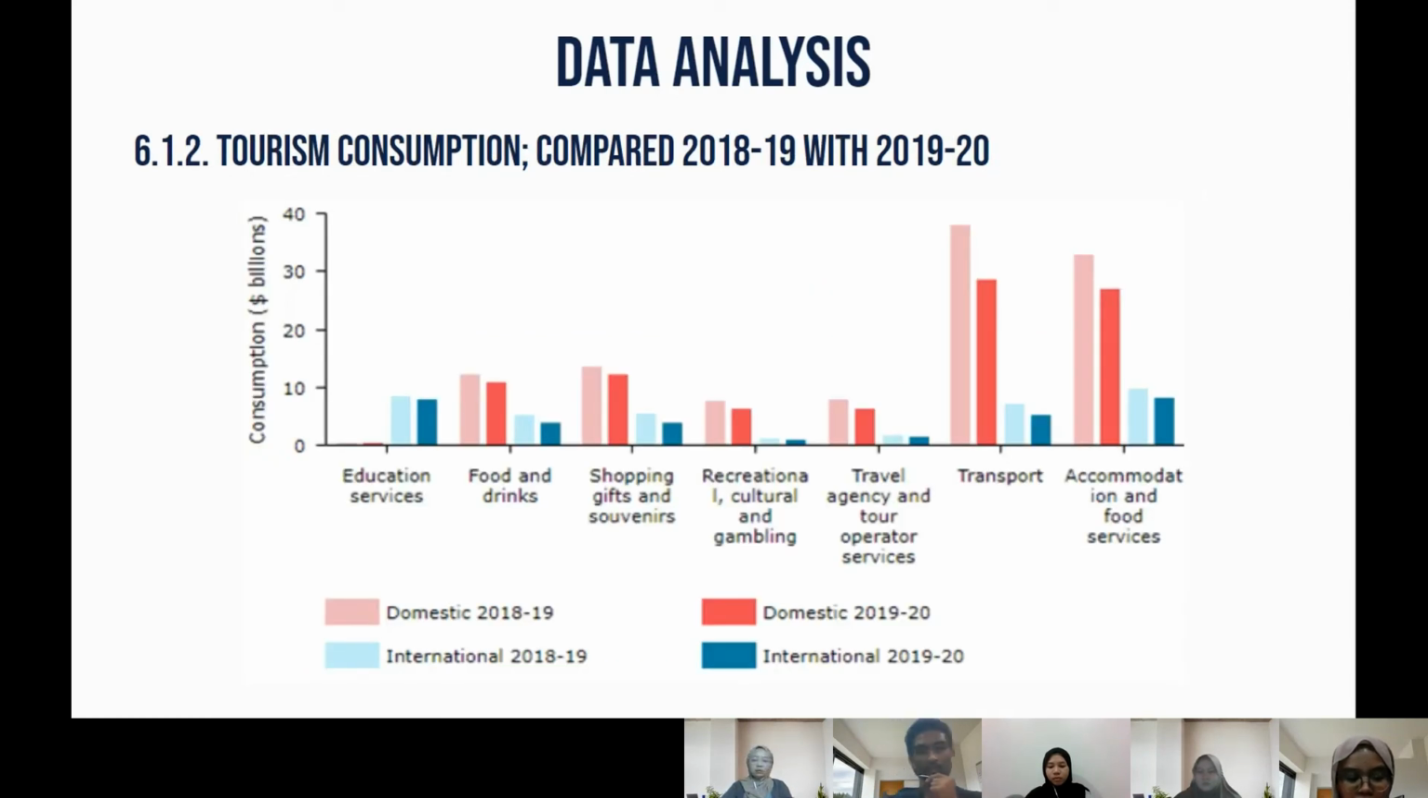Alright, next is tourism consumption, also compared between 2018 and 2019 with 2019 and 2020. Briefly, the most affected product is transportation, which is down by 25%, from 44.8 billion to 33.5 billion. On the second stage, the most affected is travel agency, information and tour operator services, down by 21%, followed by recreational, cultural, and gambling, down by 19.3%, from 8.6 billion to 6.9 billion. But that's not all. Tourism consumption decreased significantly, while education services show a modest decline, because most international students stay in Australia.